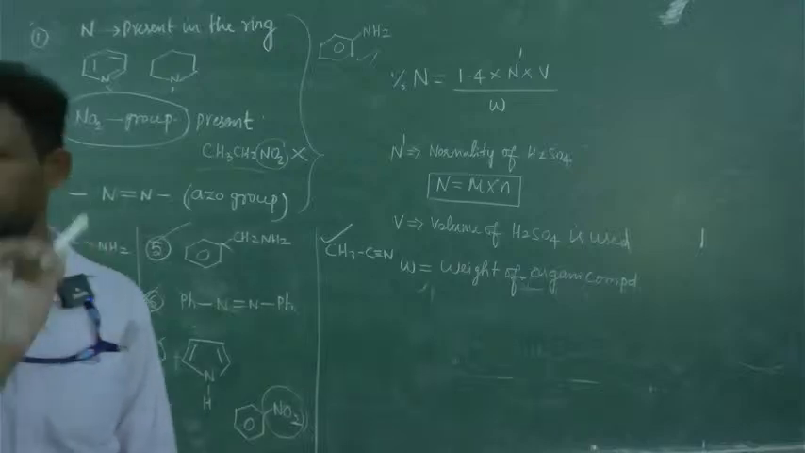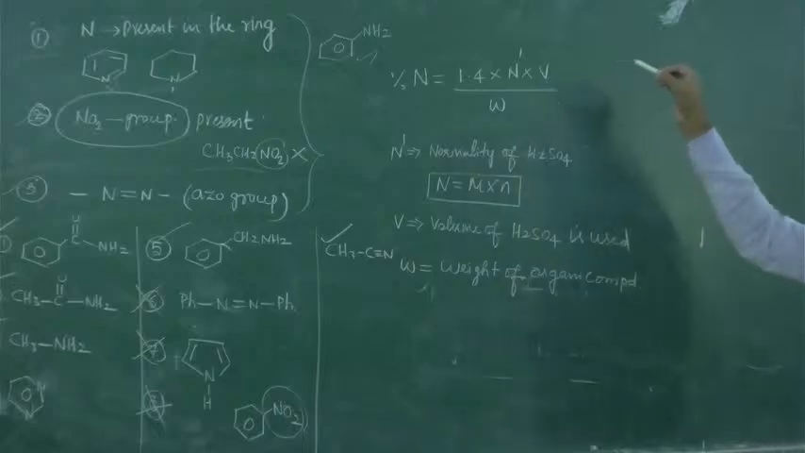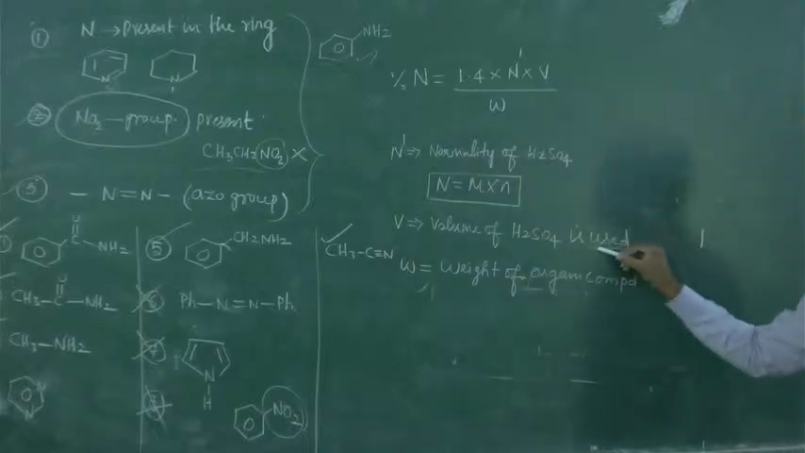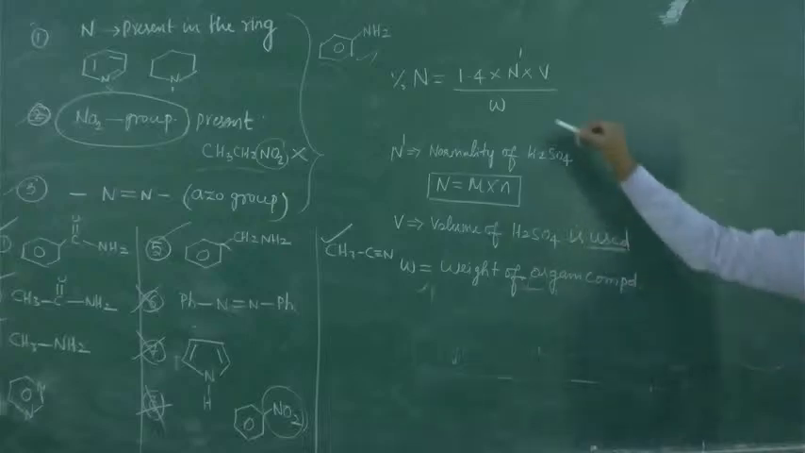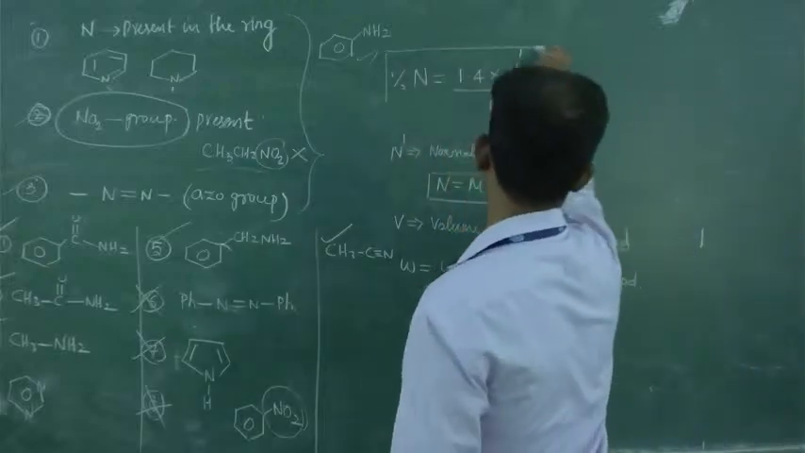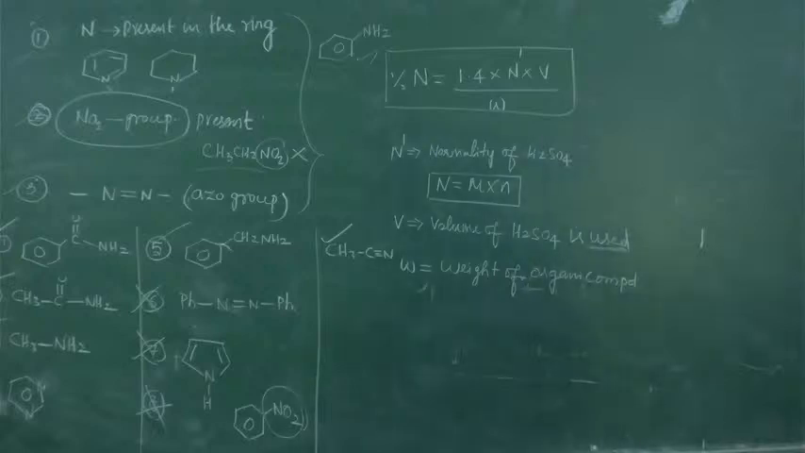When you solve a problem, just remember: 1.4, N is the normality of sulfuric acid, V is the volume of sulfuric acid that is used, underline the word used. And W is the mass or weight of the given organic compound. Is it clear? So this is the only formula that you have to use for Kjeldahl's method. Is it clear? Yes, next.